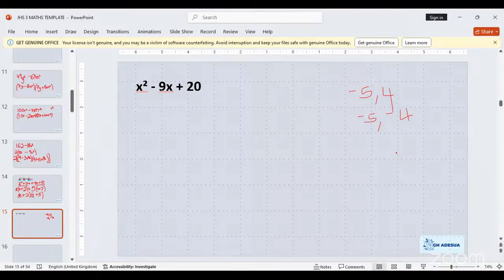His own, negative 5 plus positive 4, will not give us negative 9. Good. Negative 5 plus positive 4 gives us negative 1. However, negative 5 and negative 4, when you add them, you get negative 9. How about when you multiply? When you multiply, you get negative 20. So negative 5 times 4 is negative 20.